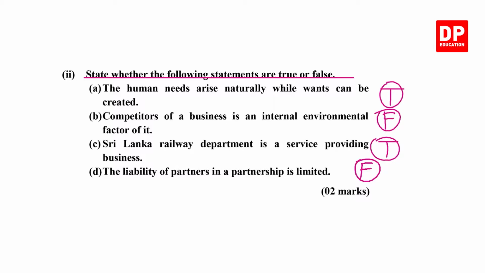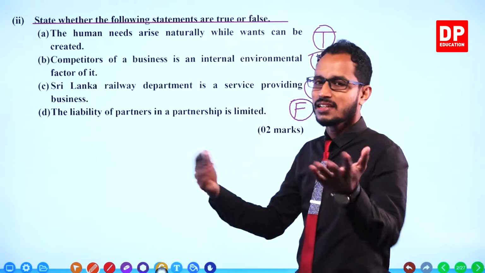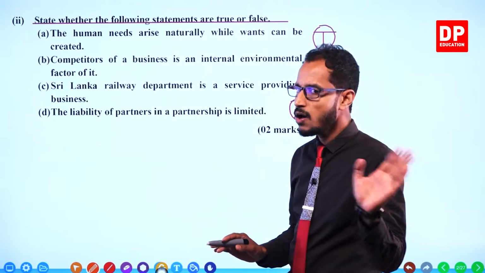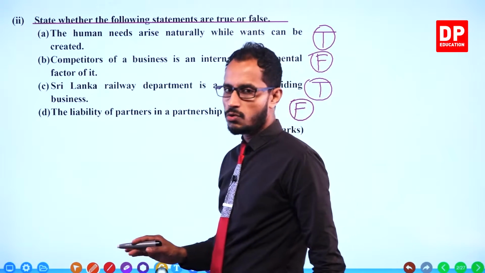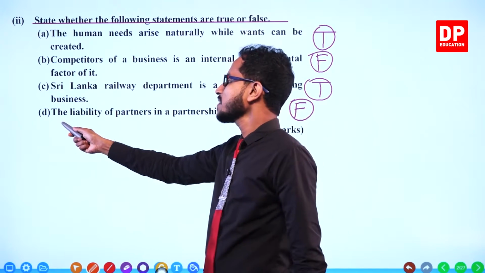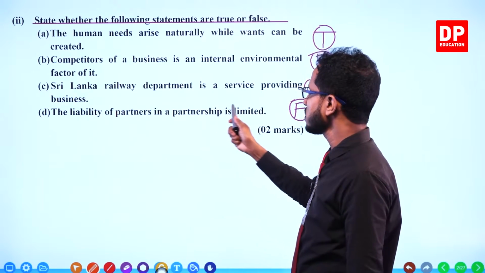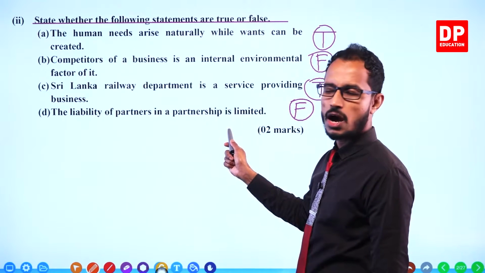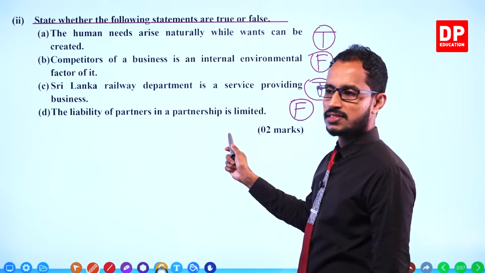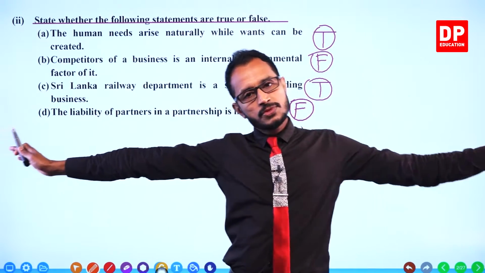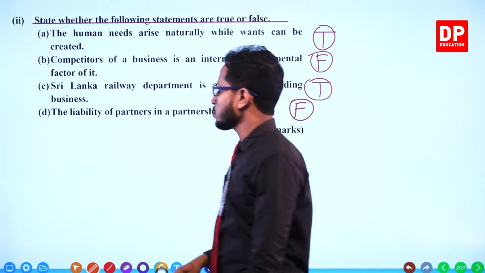In the future, you are going to learn that there are limited partners, I mean, partners with limited liability. Well, for now, you don't think of those. You just believe that. Keep in your mind that the liability of partners is not limited. Their liability is unlimited. Okay, so this is false. Next question.